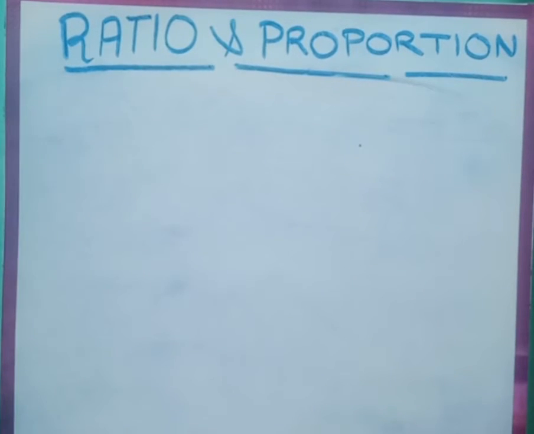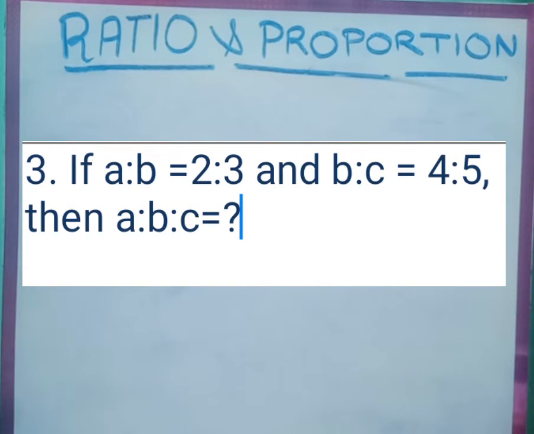So friends, let's move on to another question. In this question it says, if A is to B equals 2 is to 3 and B is to C equals 4 is to 5, then what is the value of A is to B is to C? So friends, I think this is a little important question, because in some exams, in preliminary exams, sometimes they ask this kind of question.